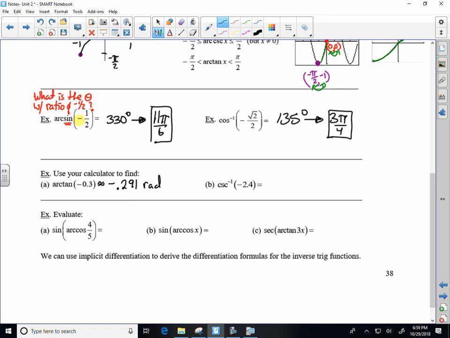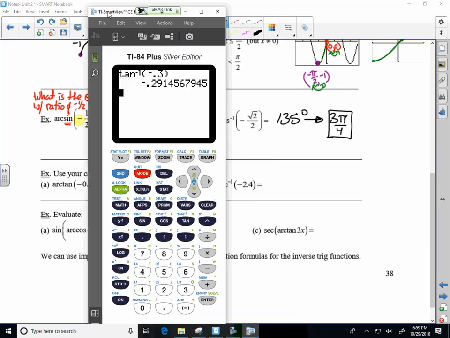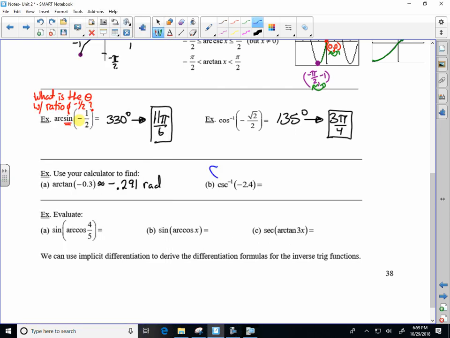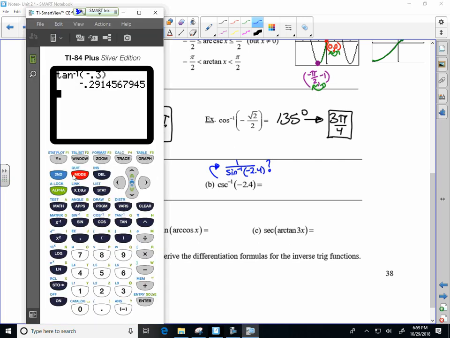All right, that's great news. So let's try for inverse cosecant. Unfortunately there is no inverse cosecant button on your calculator, but cosecant itself is a reciprocal of sine, so 1 over the inverse sine. Is that the same thing? I wonder. So 1 divided by the inverse sine of negative 2.4.